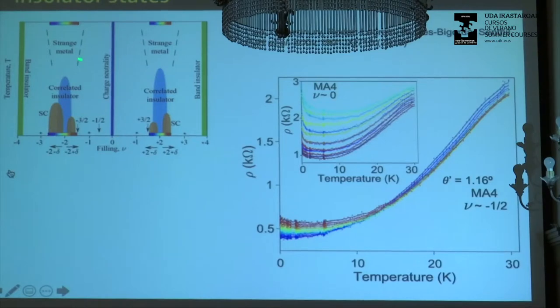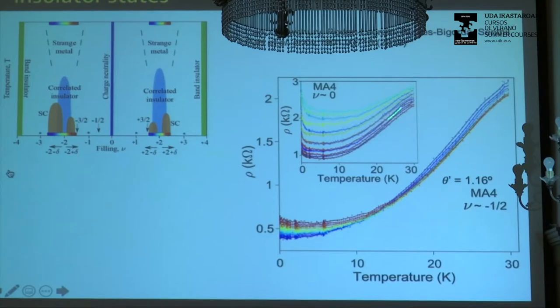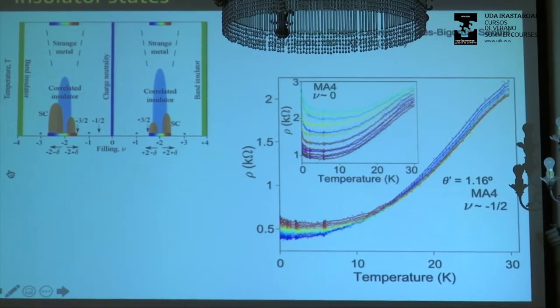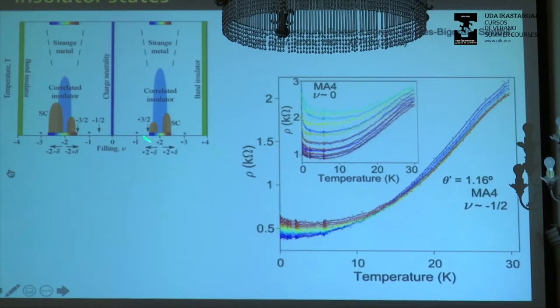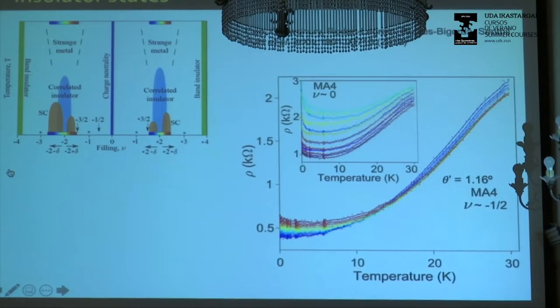Now, if you go away from the correlated insulator region, closer to charge neutrality, you see a more quadratic behavior. It's actually a power law. It's not quite quadratic. It's a power law with an exponent of 1.6, 1.8, depending on density. But away from this correlated insulator behavior, it's not so linear. Okay? Certainly not down to low temperatures.